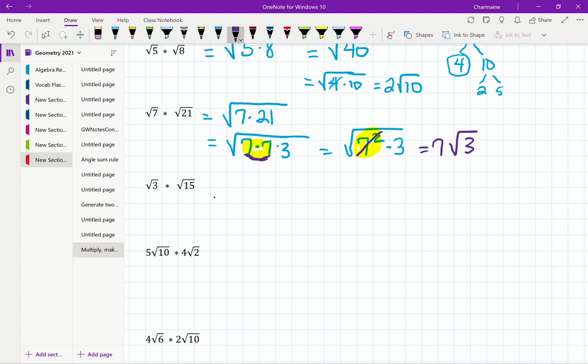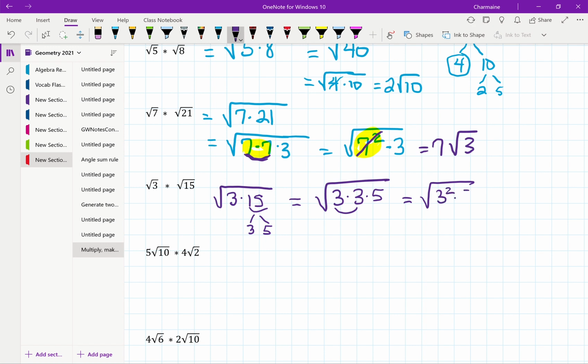So on this one, if I'm multiplying square root of 3 times square root of 15, I can put the 3 and the 15 together, and then I'm going to break the 15 up into its factors, 3 times 5, so it's 3 times 3 times 5, and there's my 3 squared, square root of 3 squared times 5, but I know the square root of 3 squared is just 3, so 3 square root of 5.